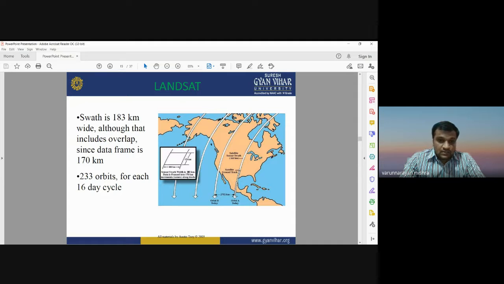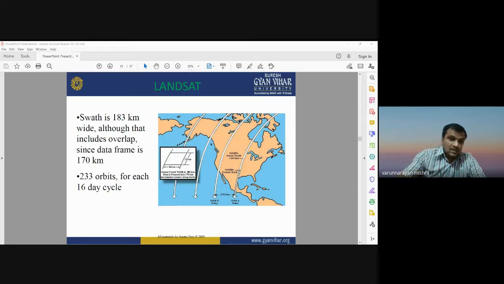Okay, so this is the swath of Landsat series satellites. The swath width of a Landsat series satellite is around 183 kilometers wide, and although that includes overlapping area, the data frame is only around 170 kilometers. So for every 16-day cycle, it captures the entire Earth in 233 orbits.